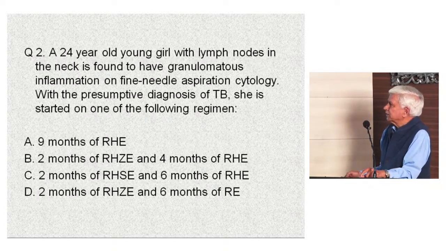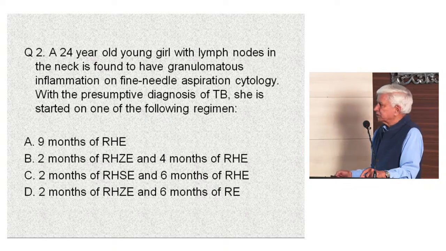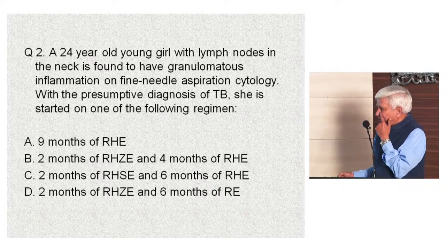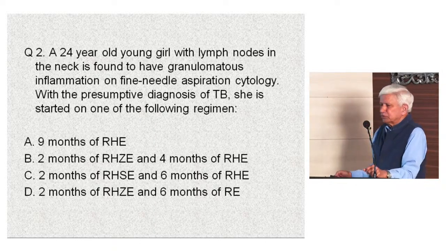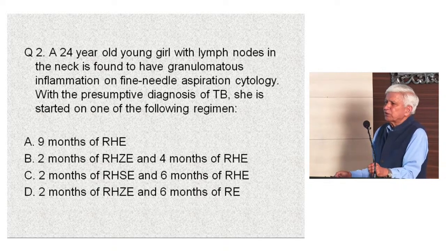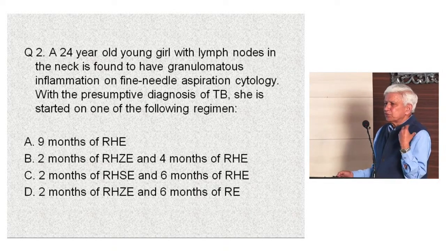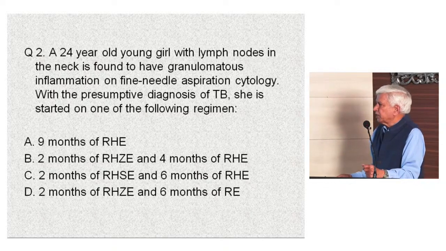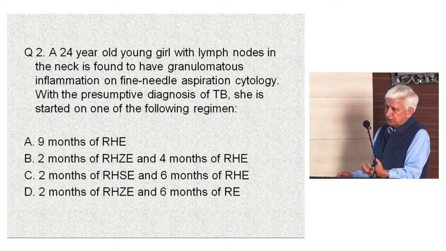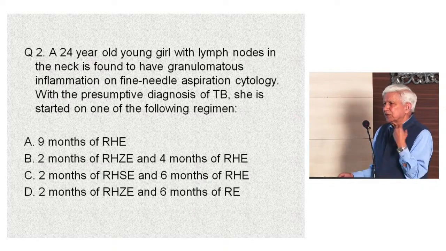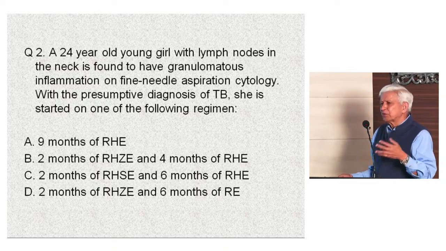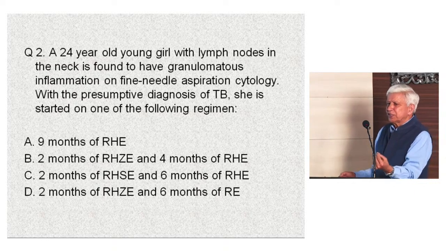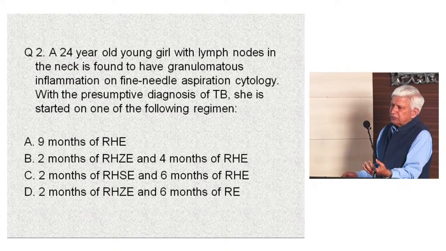A 24-year-old young girl with lymph nodes in the neck, granulomatous inflammation on fine needle aspiration cytology. B. Yes, the important thing is that you don't have to give extra duration or extra drugs. It is quite likely that even after 6 months some lymph nodes may persist, and it is also said that new lymph nodes may appear. Lymph nodes are notorious for their persistence. After all, it is not only the granulomatous lesion that is there in the lymph node; there is a lot of other fibrous tissue, reticular tissue, and so on. So physical enlargement can persist.